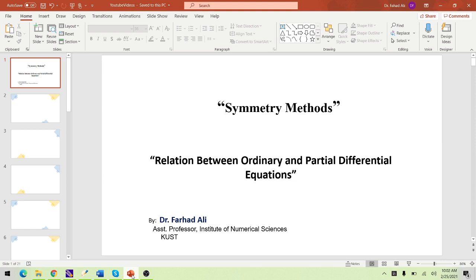To find a relation between ordinary differential equations and partial differential equations. In fact, we can put an ordinary differential equation in the form of partial differential equations, and we can proceed.